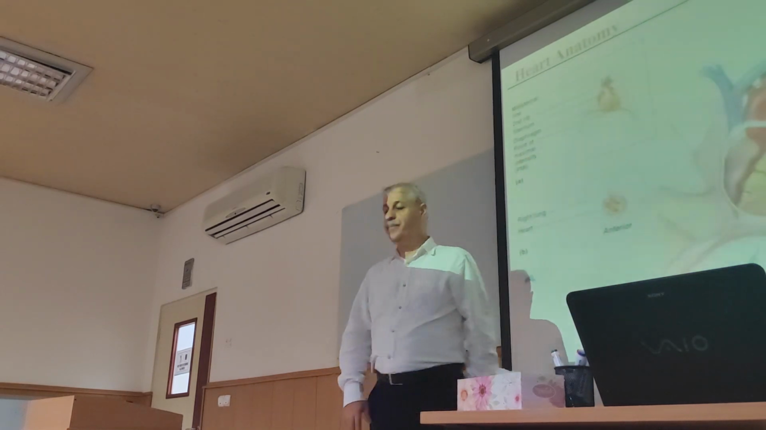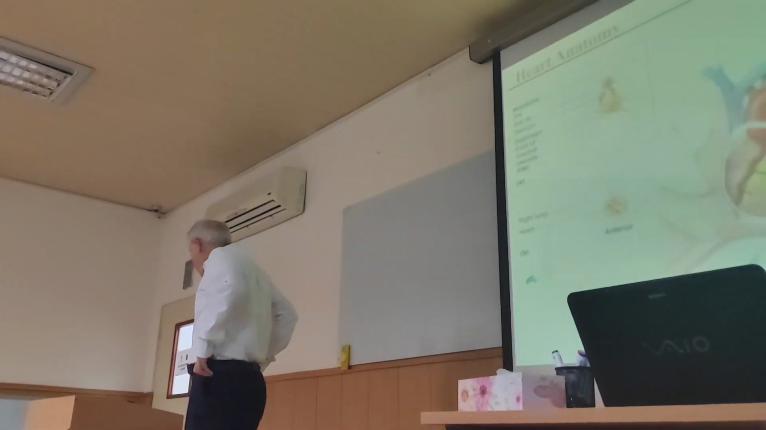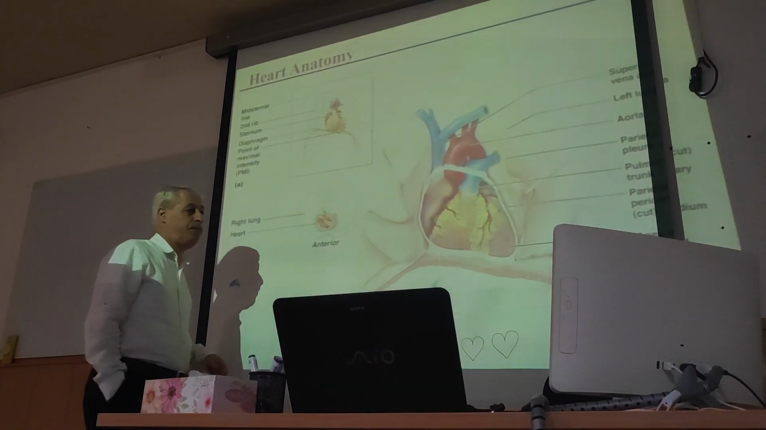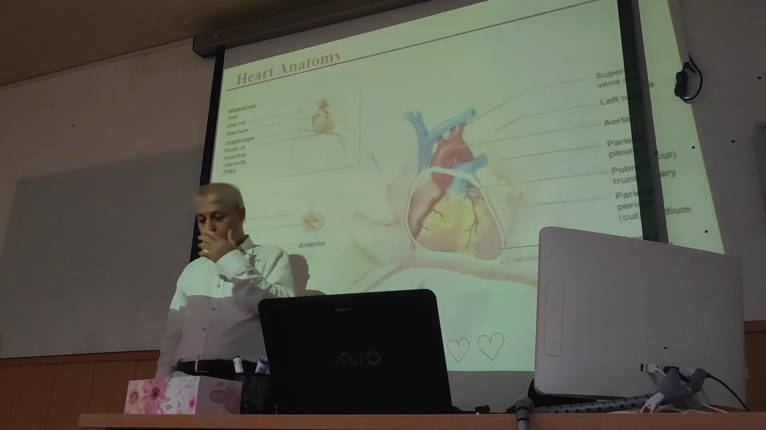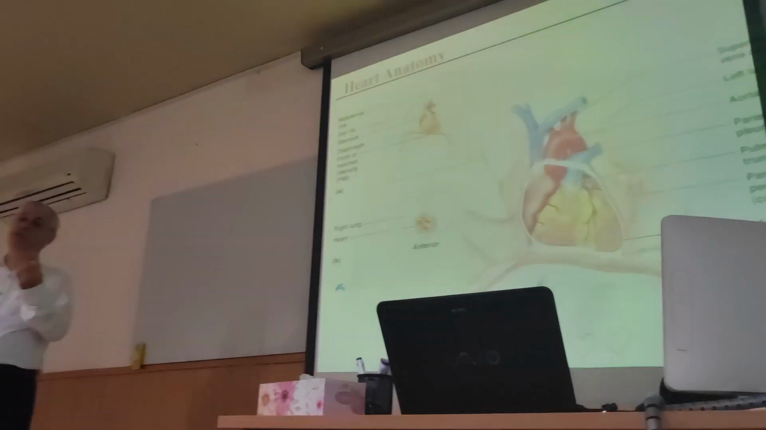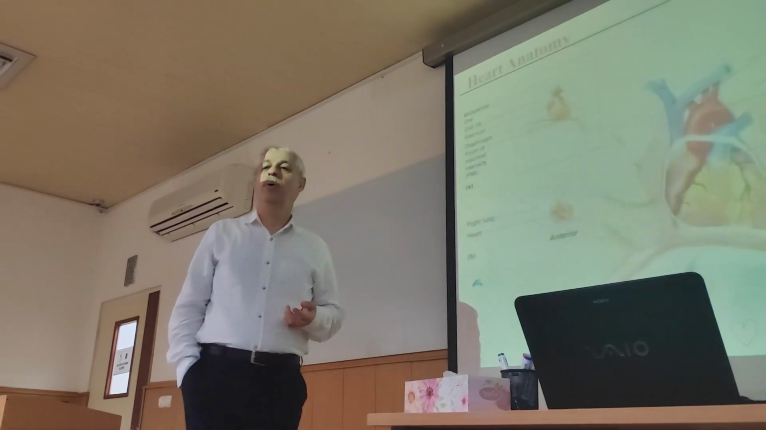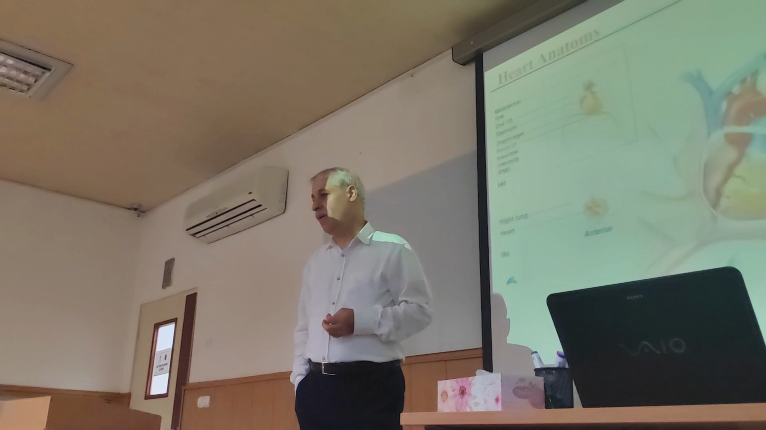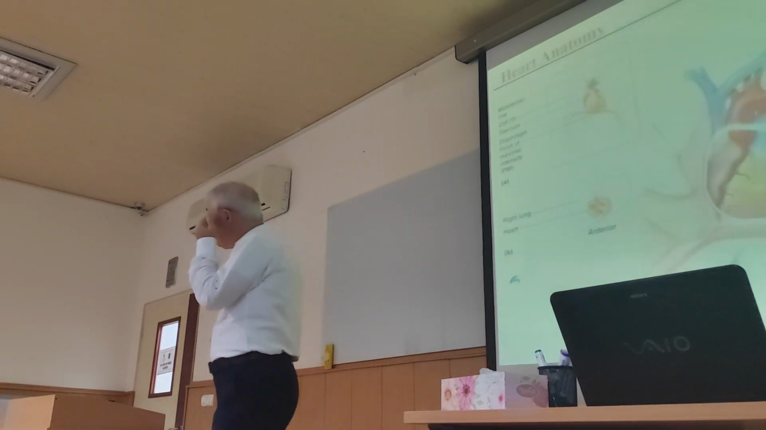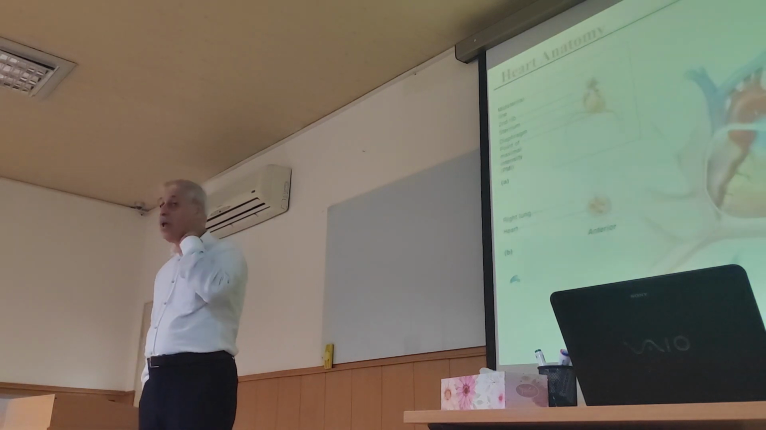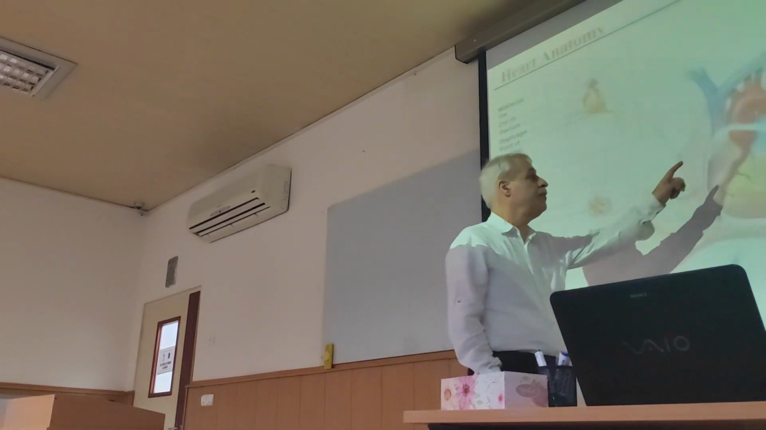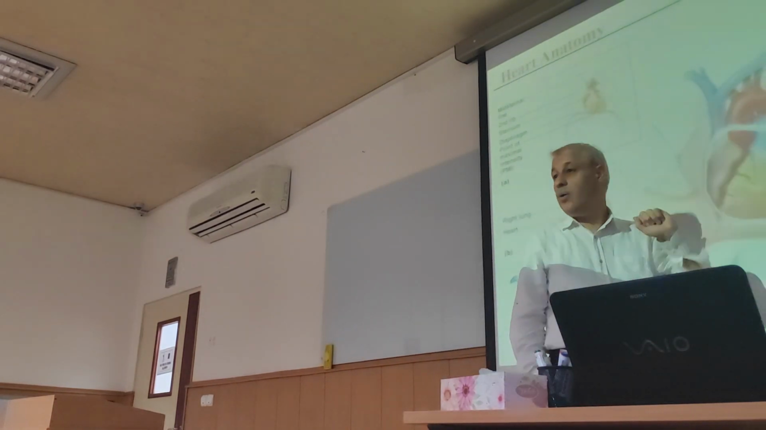Take a look at the vasculature that is coming into and going out of the heart. We have two circulations, the general and the pulmonary circulation. Let's start from the general circulation. From the left ventricle, a big artery goes off. This is called the aorta.